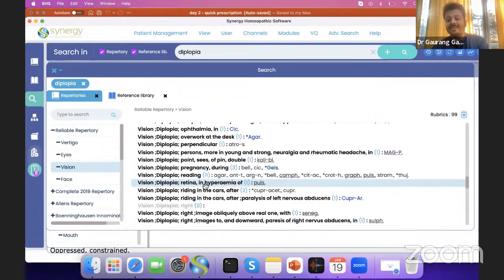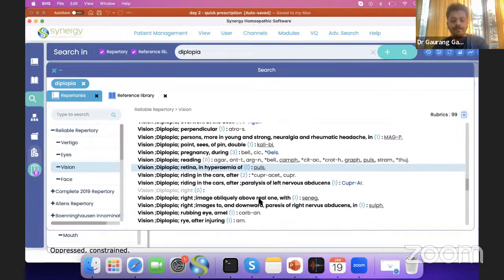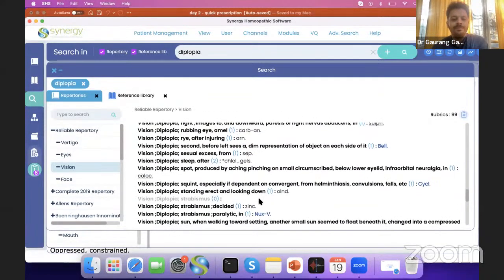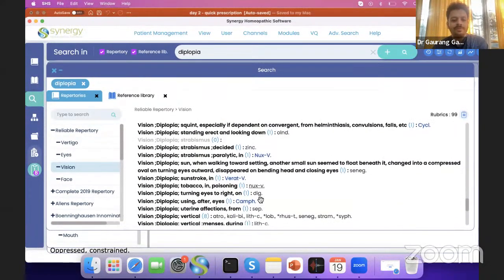Very often when the retina is affected, diplopia is the result. One of the remedies is pulsatilla. You can see this clinical rubric: diplopia due to retinal hyperemia. I'm really trying to show you what is clearly written in our homeopathic literature for more than 100 years and how we can understand it in as much detail as possible.